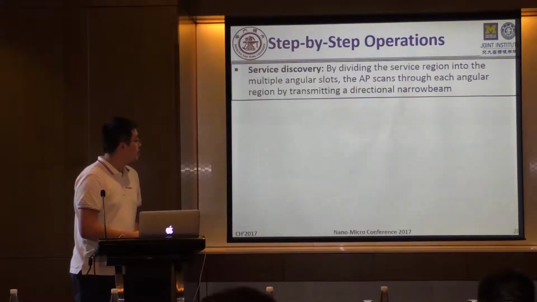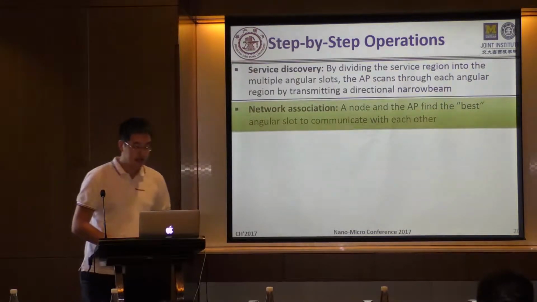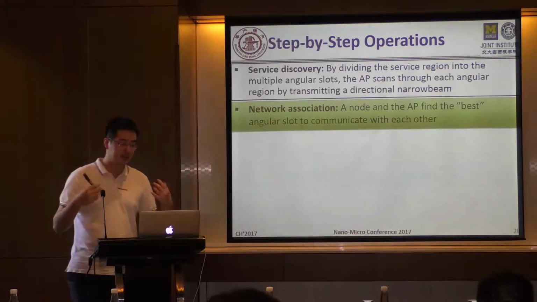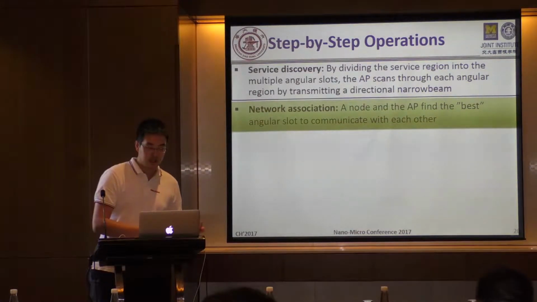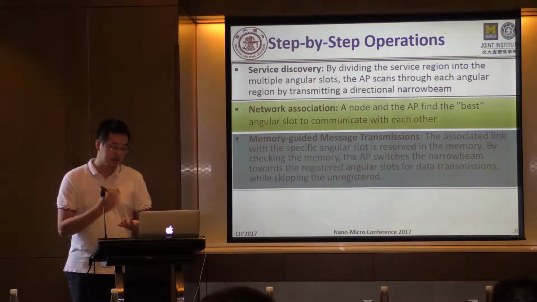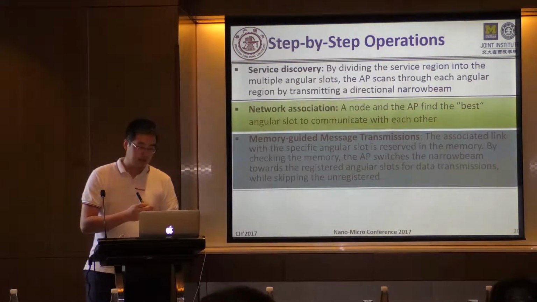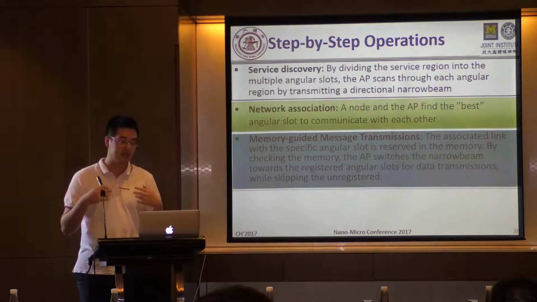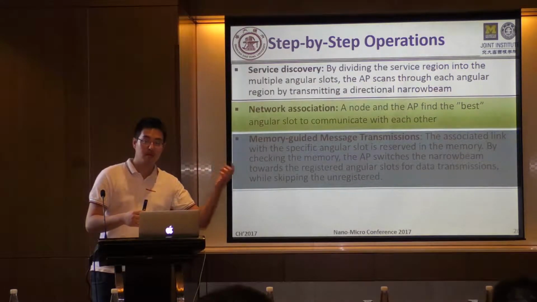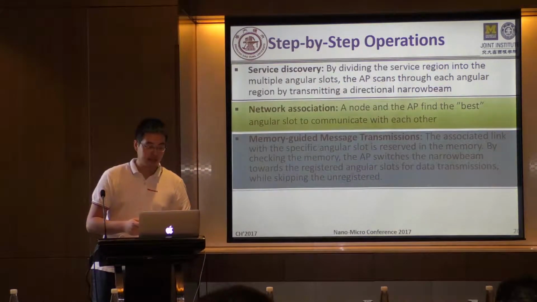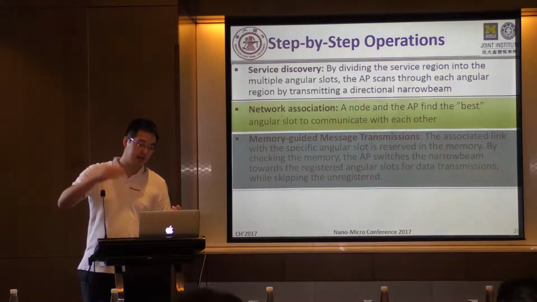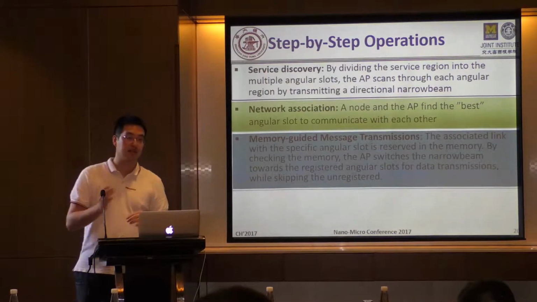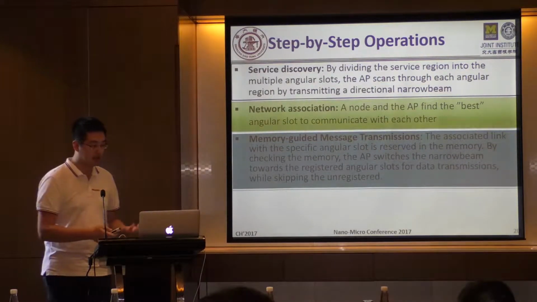And the next step is the angle determination and the network association. A node and the AP will find the best angular slot to communicate with each other. And once this is determined, the message transmission will start. The associated link with the specific angular slot is reserved in the memory between one node and the access point. So by checking the memory, the AP will just switch the narrow beam towards the registered angular slot instead of checking all the slots again, right? There are many unused slots.